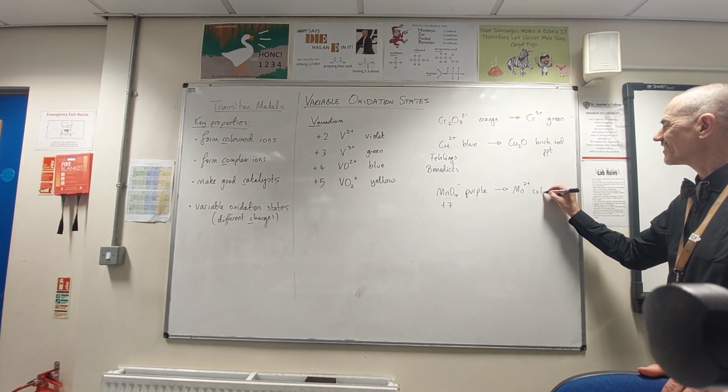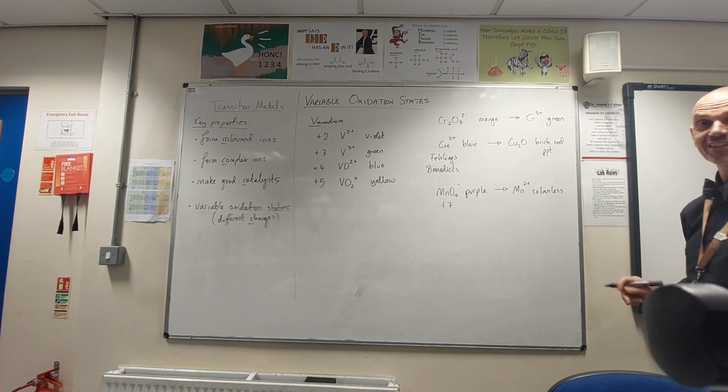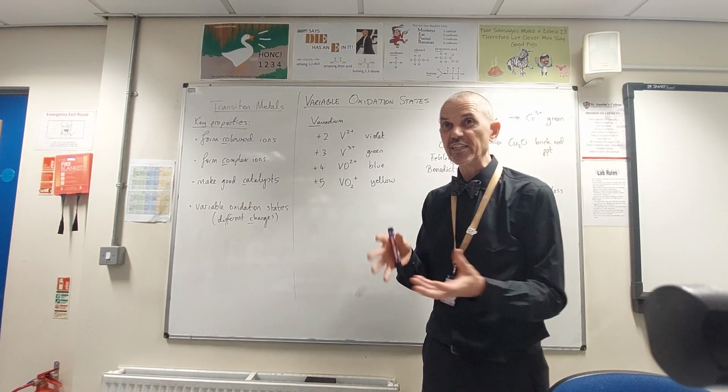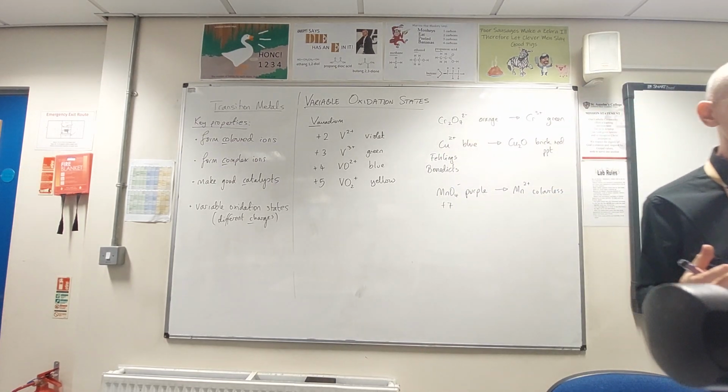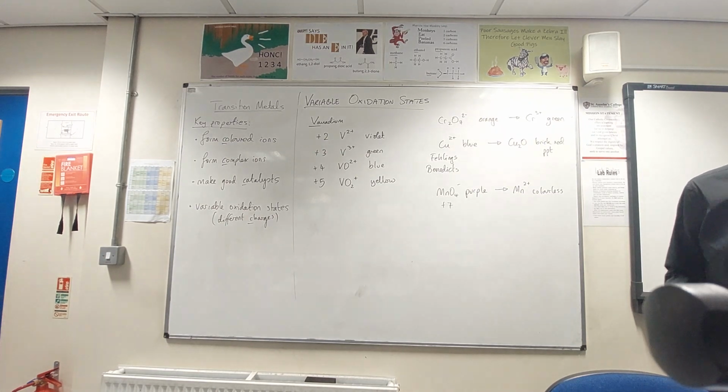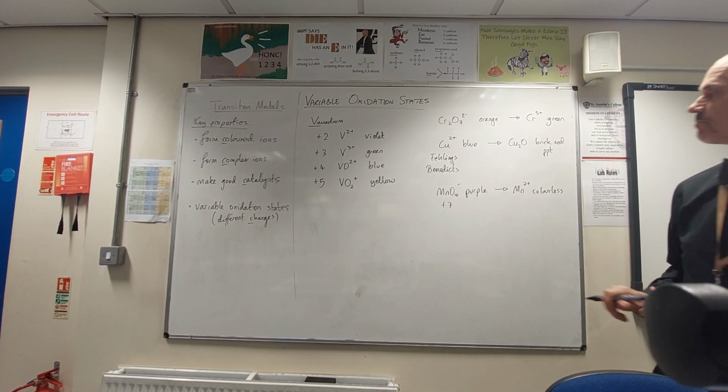It is colourless, well done. Unusually for a transition metal. Actually, if you get a jar of solid manganese sulfate, it's a very pale pink, so it does have a colour. But in the kind of dilute solutions you work with in the lab, you can't see it.